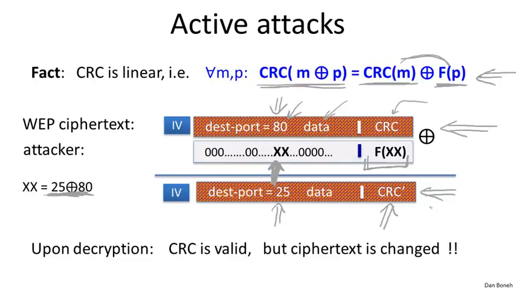The end conclusion here is basically that a CRC checksum provides absolutely no integrity at all against active attacks, and it should never ever be used as an integrity mechanism, and instead if you want to provide integrity, you're supposed to use a cryptographic MAC, not an ad hoc mechanism like CRC.